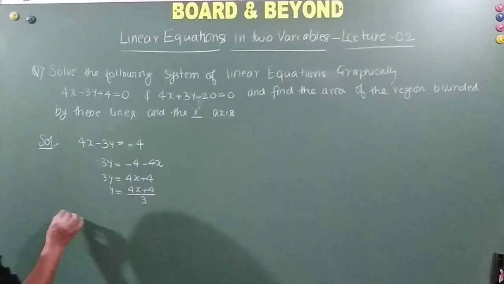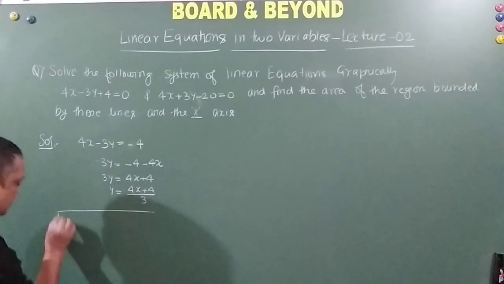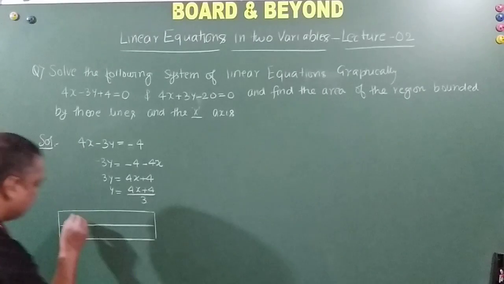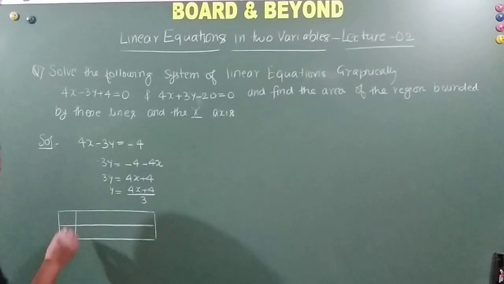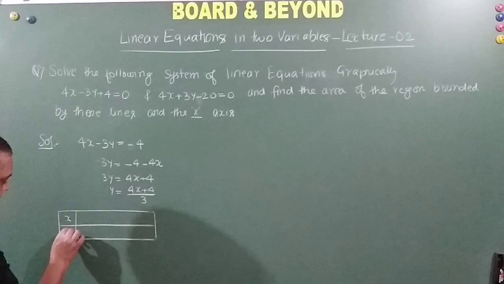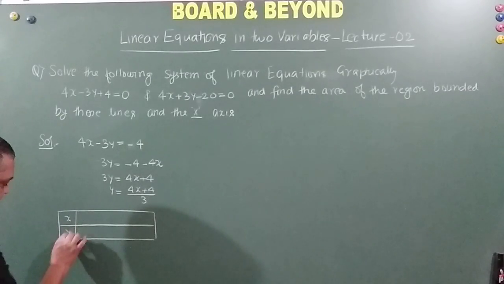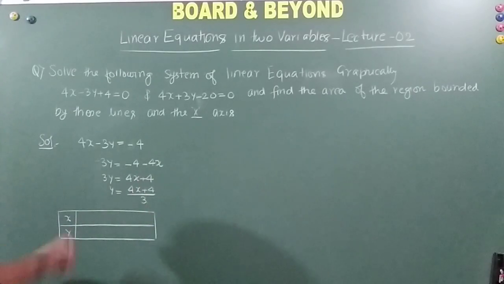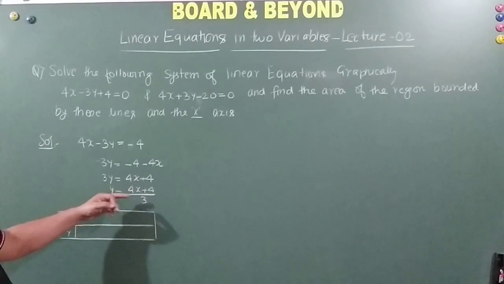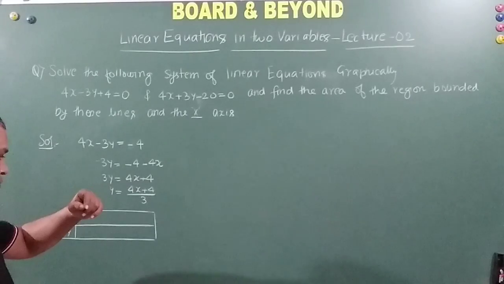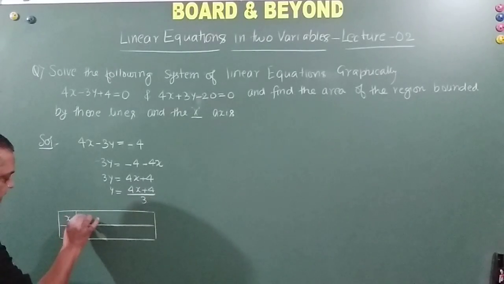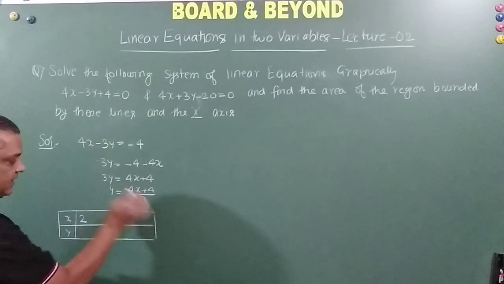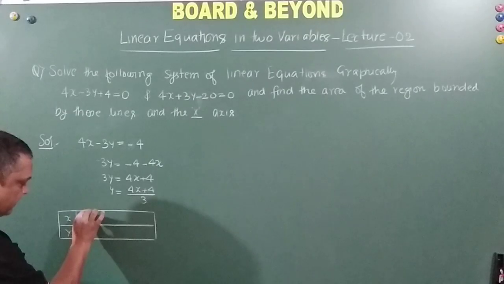Now what do we do, friends? We make a table, let us say this is x and this is y, and take some random points. We assume certain values of x. Let us say x is equal to 2. So this becomes 8 plus 4, that is 12. 12 divided by 3 is nothing but 4.